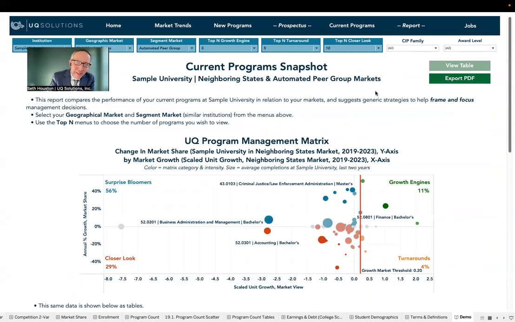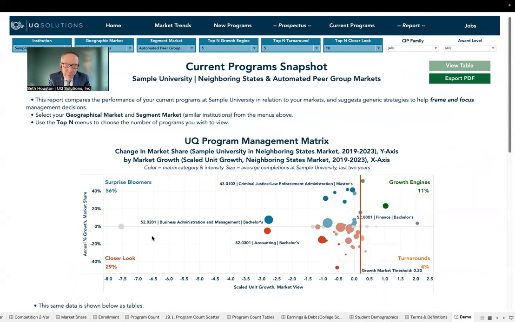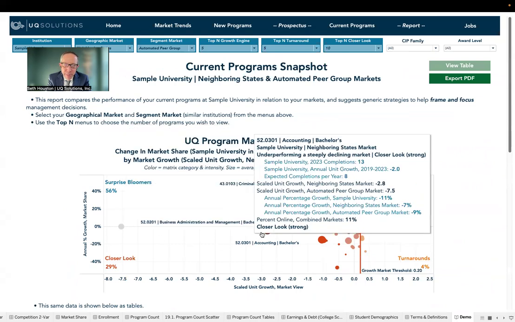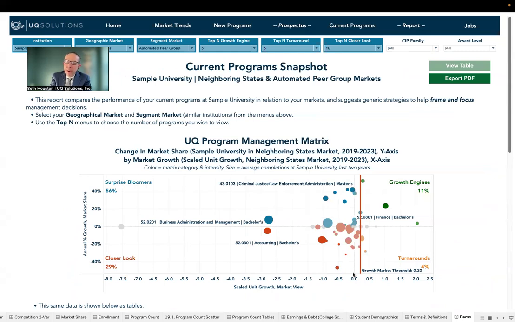The next dashboard here tells us about the specific programs we offer at our school. Every dot here is a program we offer at our institution, and we map it as follows. We put growth in the marketplace on the x-axis. So these programs here are growing in the school's geographical market. The ones over here are declining in the school's geographical market. On the y-axis, we put how well the school is doing in comparison with market trends.